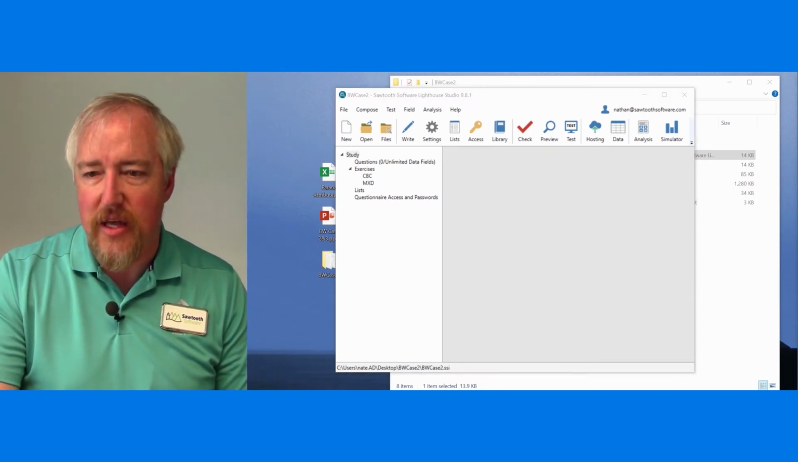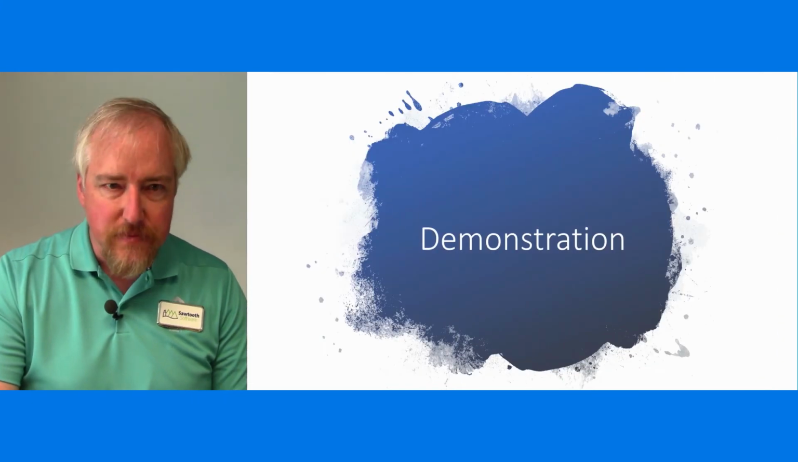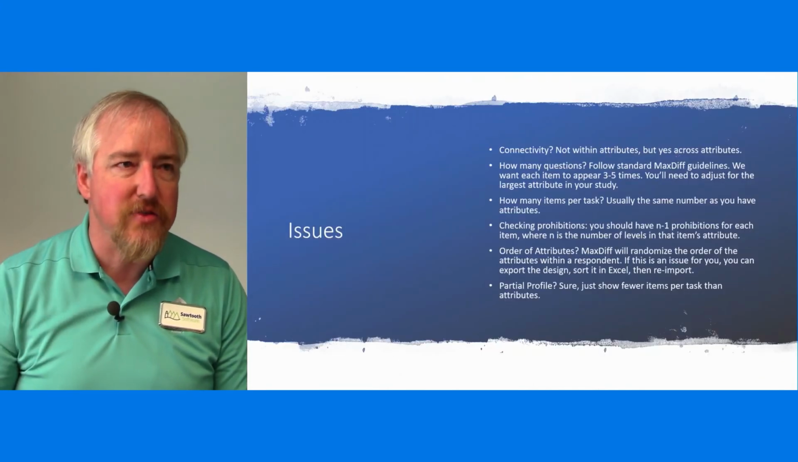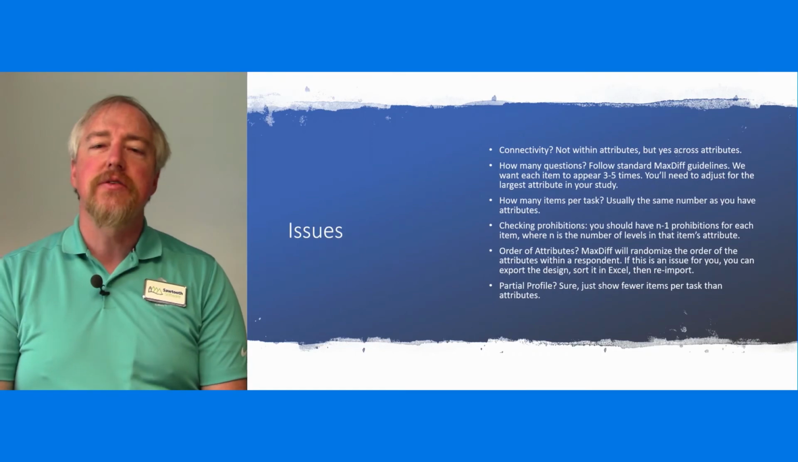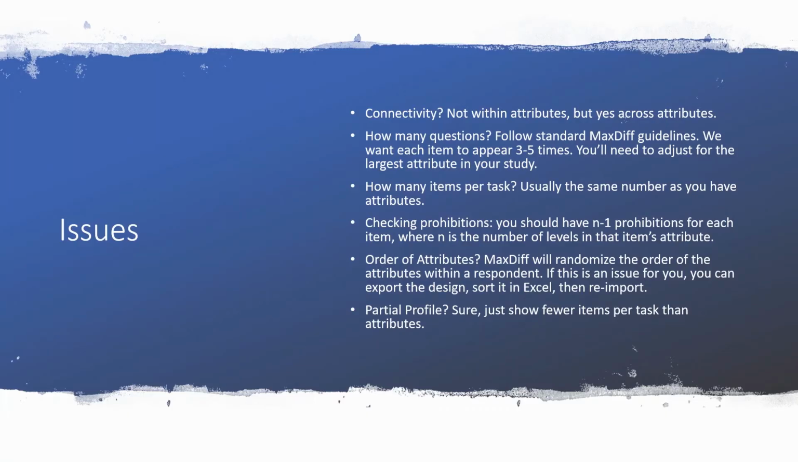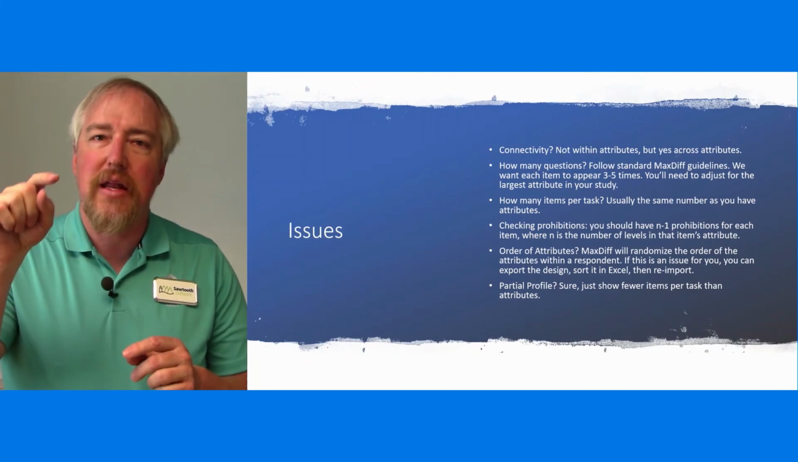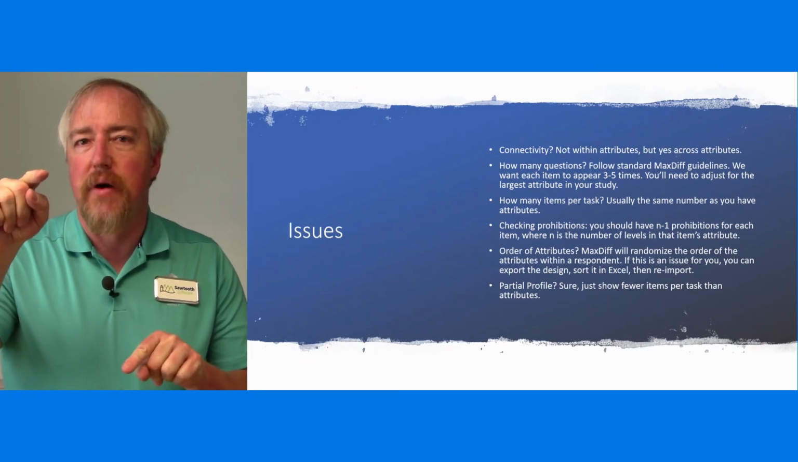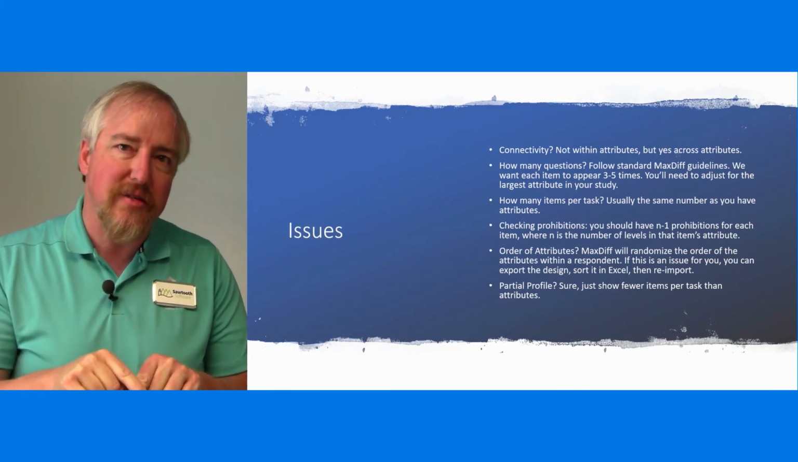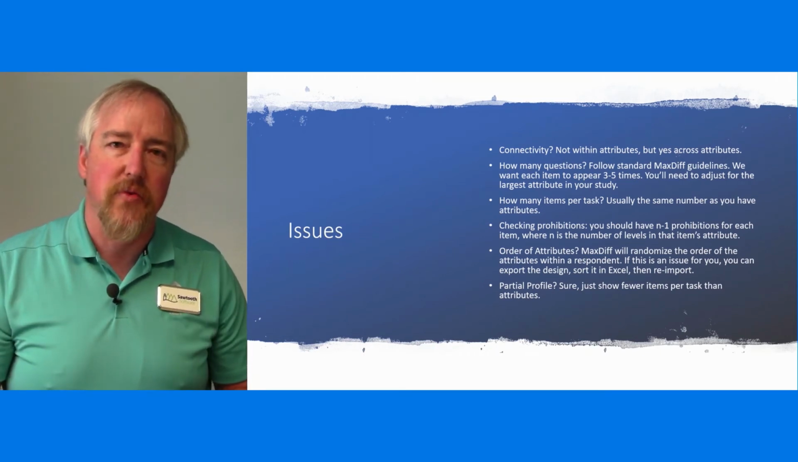So let's go back to the slides here for a second, make sure I didn't miss anything. Okay, so we talked about the demonstration. There's a couple issues that you also need to worry about when setting up the study. Connectivity is typically a big issue within MaxDiff exercises. We want to make sure that each item occurs with every other item, either directly compared against each other or directly compared against something else that was compared against it. So I may never compare A to C, but if I've compared A to B and B to C, then I can infer the relationship between A and C.